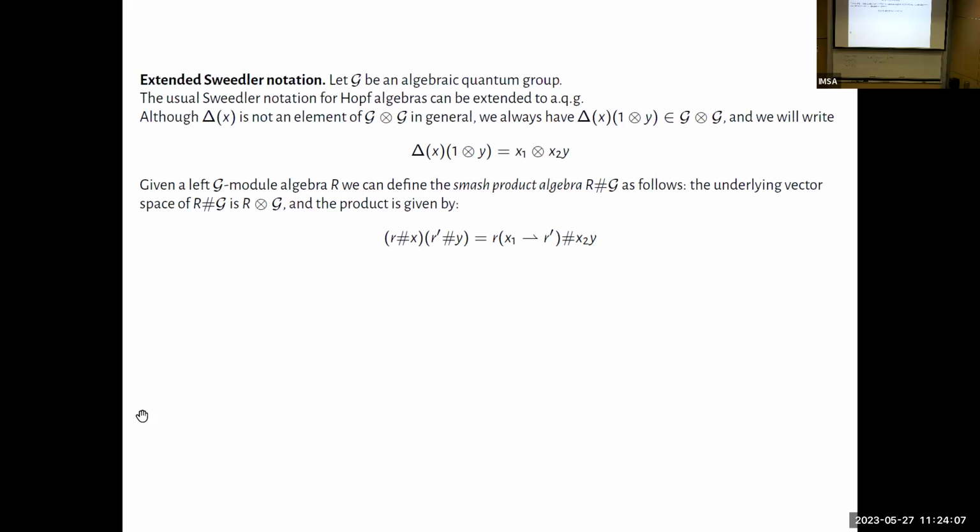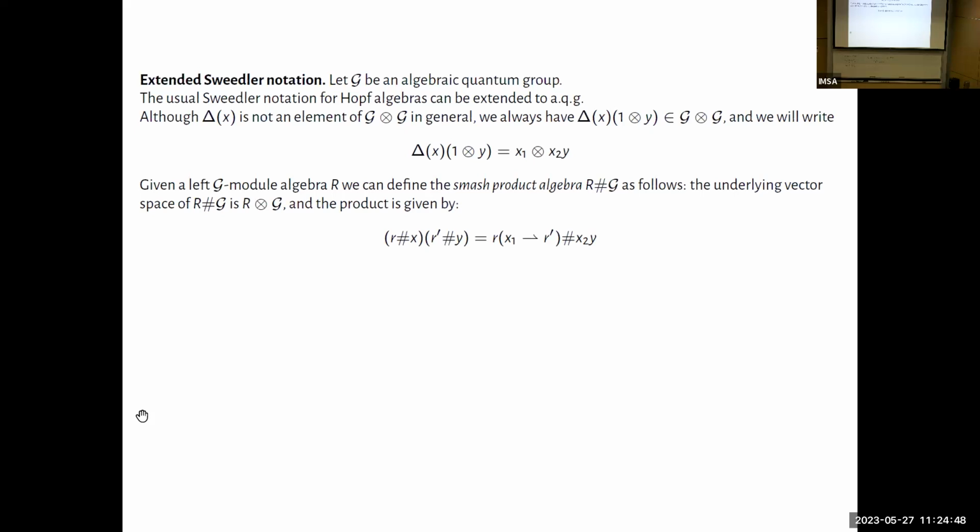The point is that the usual Sweedler notation can be extended to this case. So now in general, this element delta of x is not an element of the tensor product. This lives in the multiplier algebra. But the point is that we always have that these elements, delta x times 1 tensor y, are an element of the tensor product. So we will write x1 tensor x2 y for this element. And we can extend this notation because for algebraic quantum groups, we have local units. So with some care, we can use this notation. We cannot write delta x as x1 tensor x2, but if we have these kinds of elements, we can use it.